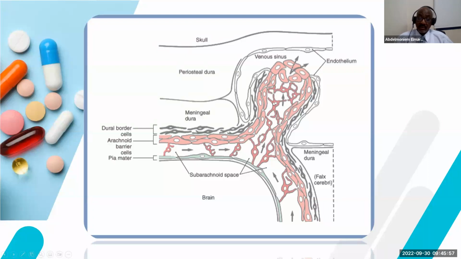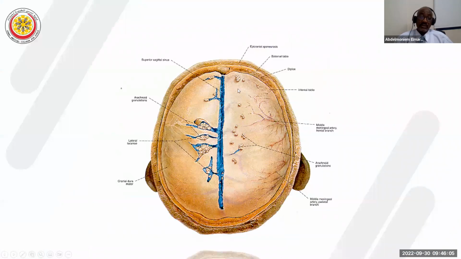And so through the spaces, the circulation takes place, or the movement of the blood through these arachnoid villi and arachnoid granulation. This is what I'm talking about. This is the superior sagittal sinus. It has lateral lacunae. It's called the lateral lacuna. It's an extension of the superior sagittal sinus.